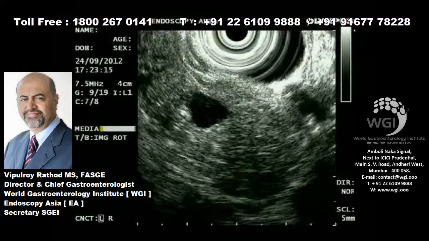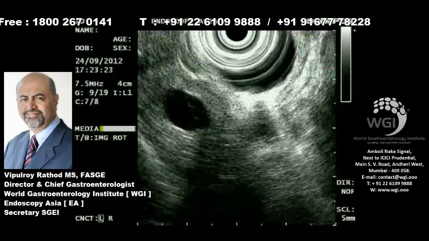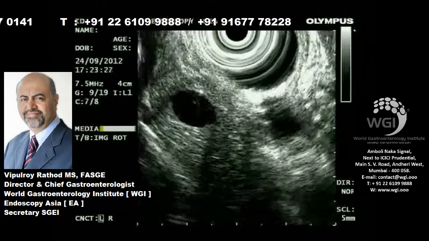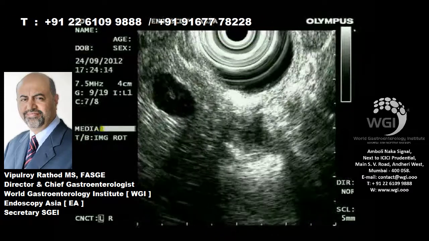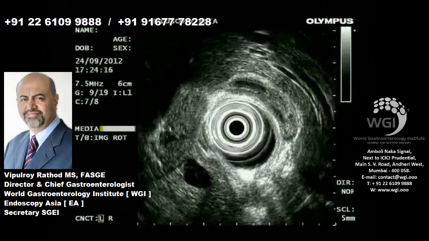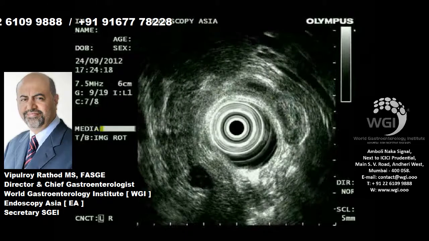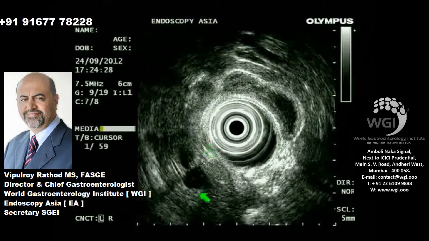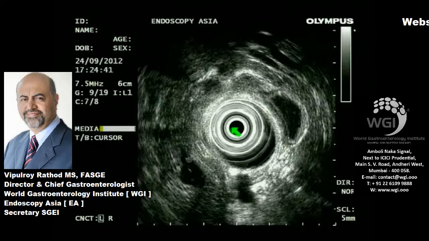The youngest child we have done so far is a 7-month-old baby. It's technically challenging, but it's possible to do it. EUS, as you can see here, is a large lymph node, pericholecystocal, and here you can see the pancreatic duct and a sort of a variant of a choledochal cyst.